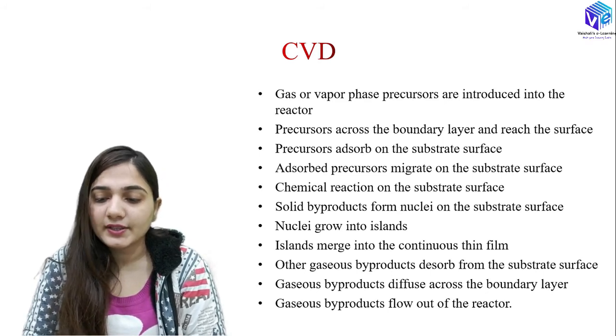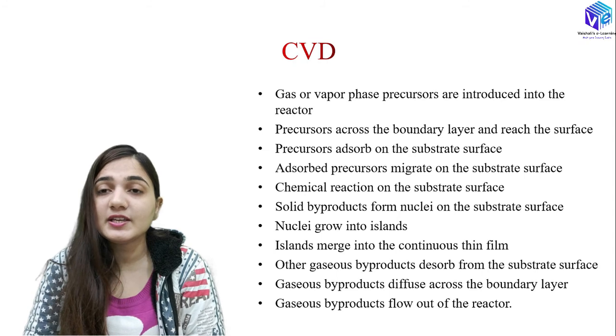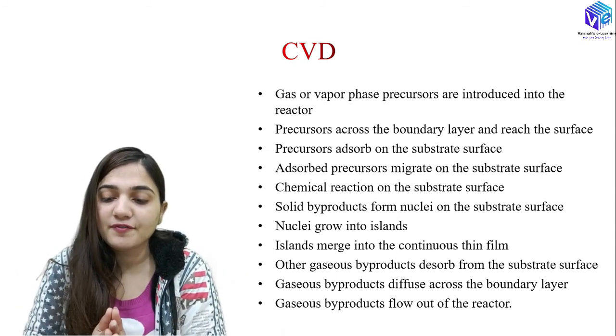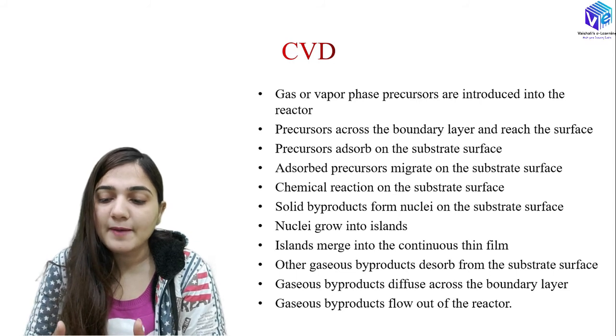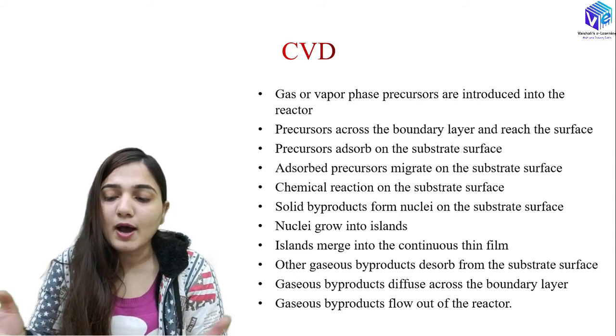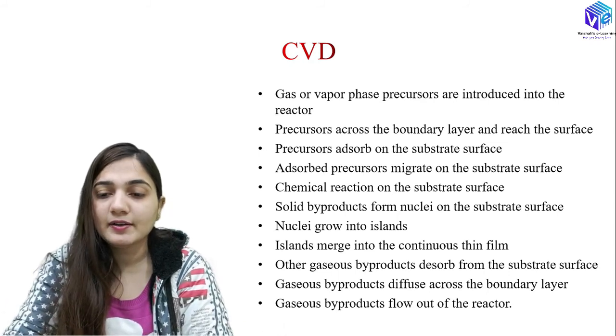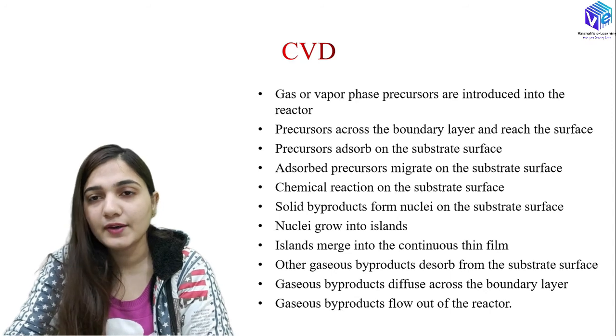We can have other gaseous byproducts also. These gaseous byproducts have to desorb from the substrate surface, and the gaseous byproducts diffuse across the boundary layer and go out of the reactor. And this is how we get a film grown on the wafer.